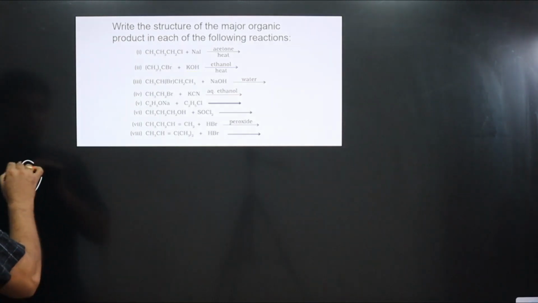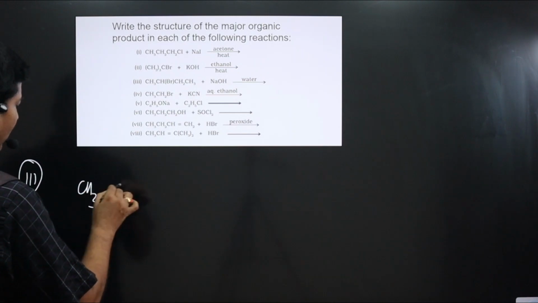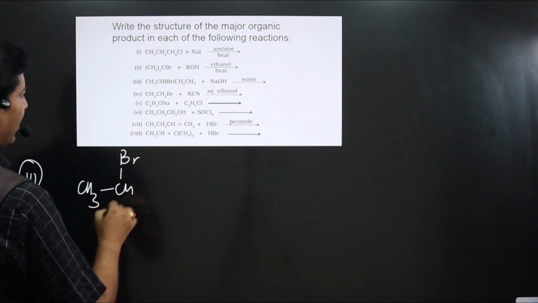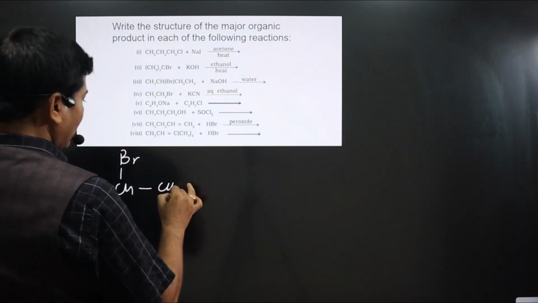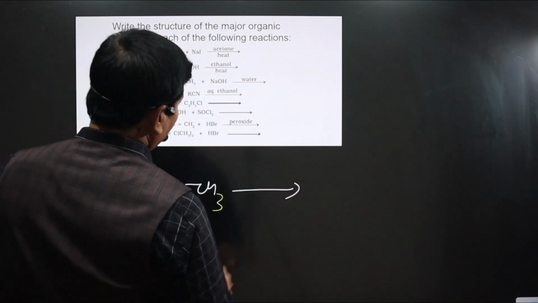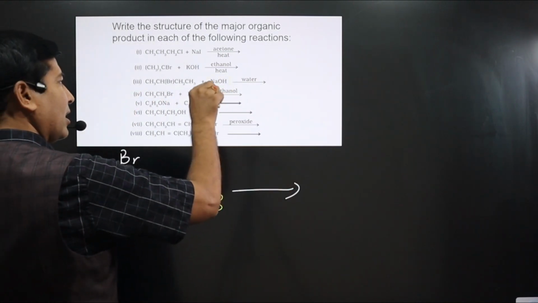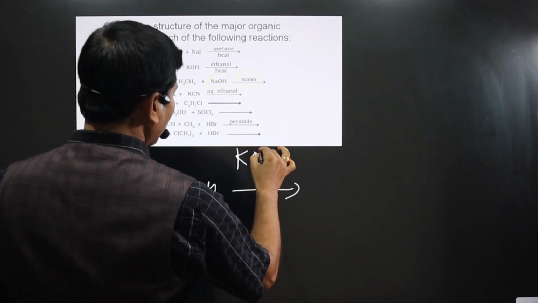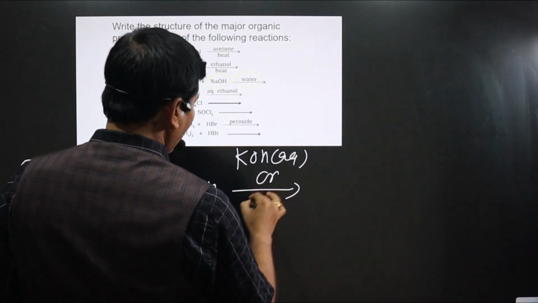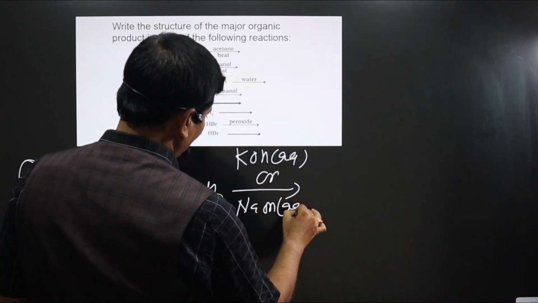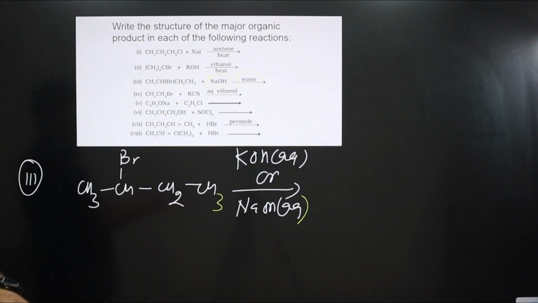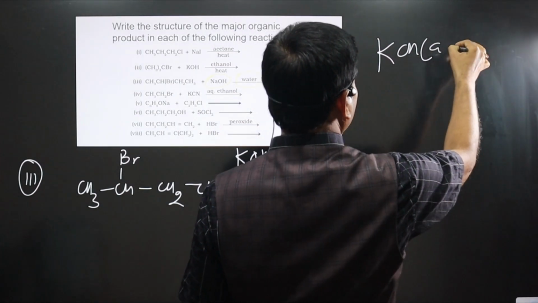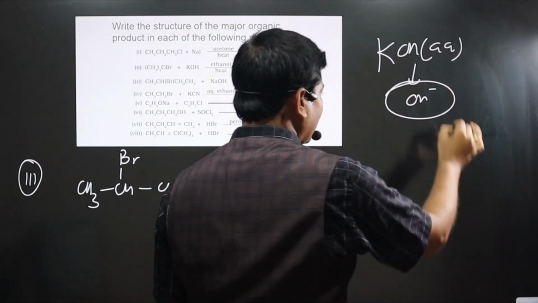Third chemical reaction, we have CH3CH2Br. Always draw the structure, it will be easier to complete the reaction. Here we have Br, next we have CH2 and CH3. Now pay attention carefully. You can see this is NaOH and this is water, meaning aqueous sodium hydroxide. Whether we have aqueous KOH or aqueous NaOH, these two reagents will cause a substitution reaction. Keep in mind that if we have KOH in aqueous solution, it can easily liberate OH minus ion.